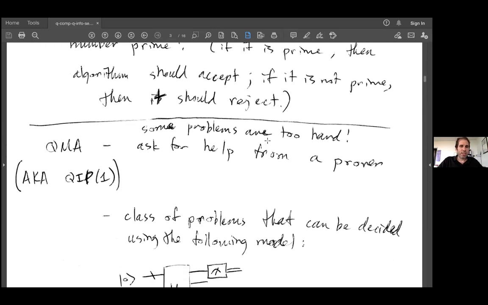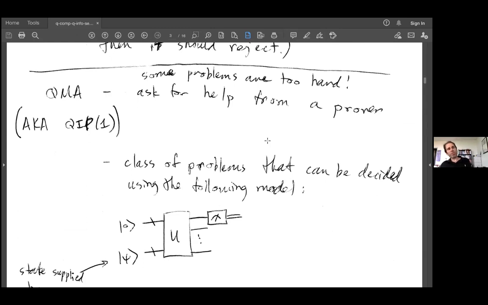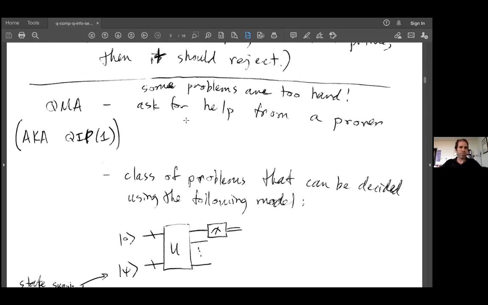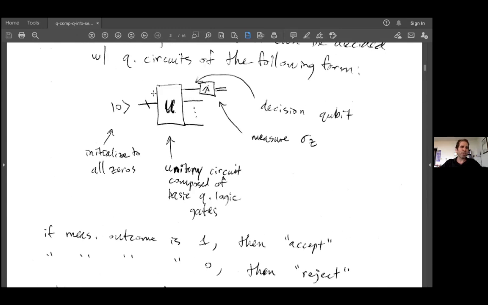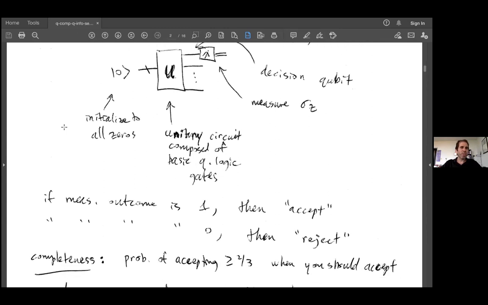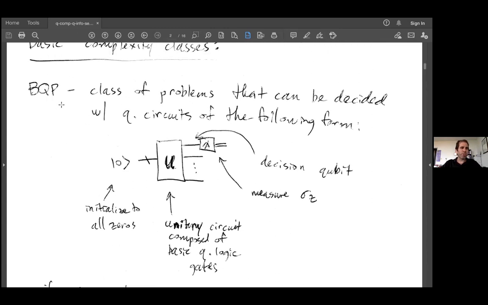I want to move on, and I'm going to be talking about 3 more complexity classes, and they fall into what we call quantum interactive proofs. They're parameterized by the number of messages exchanged between what's called the verifier and the prover. For BQP, I didn't even talk about a notion of a prover. There's only the verifier, who is doing this computation to figure out the answer. So BQP can alternatively be called QIP 0, when there are 0 messages exchanged.